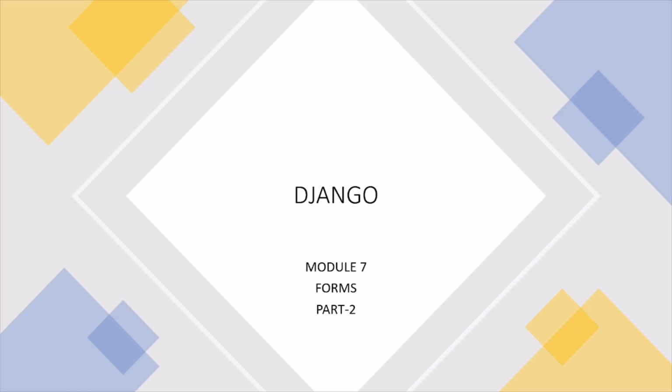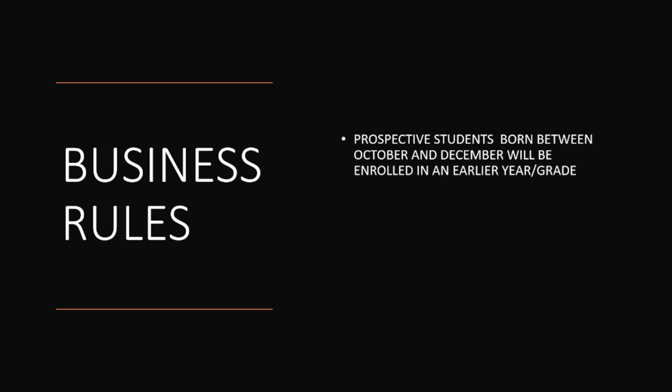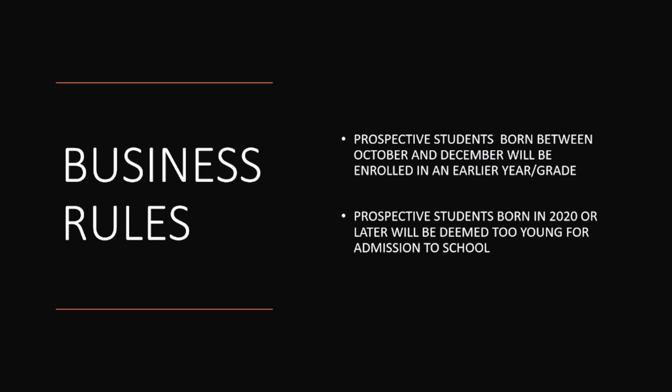Today we're going to deal with the enrollment part of our application. There are some business rules we're going to work with. One is that for a student born between October and December of any year, he or she will be enrolled in an earlier year. And the second one is for a student born in 2020 or later, they will be deemed too young for school.